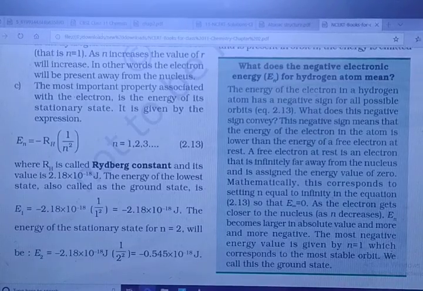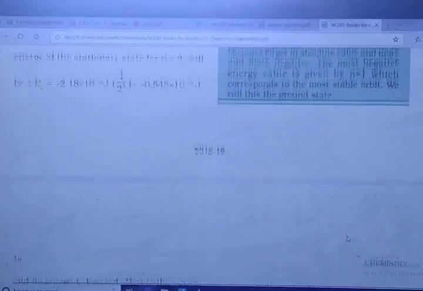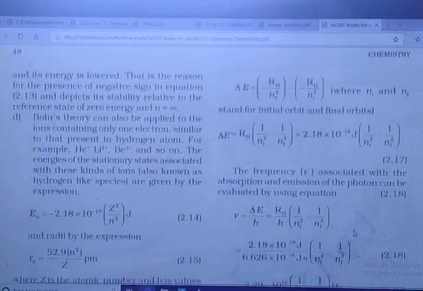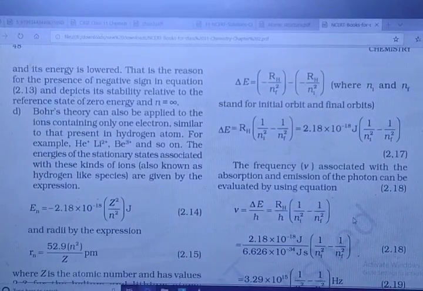2p6 3s1 is the electronic configuration. So 3s1 is the ground state of sodium. Are you getting it or not? Now let's go ahead. Now you can see here, its energy is lowered.